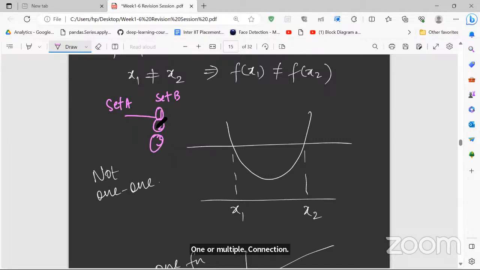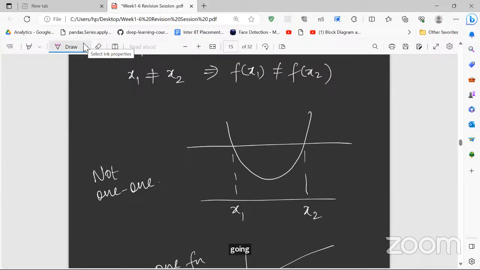Okay. Is this clear? So there should be some connection from this set. Is this clear? Yes. Okay, and if both the things are occurring, that means this is 1-1 also, surjective also, then you can say that this is bijective. So I told you 1-1 you should be knowing, very important.